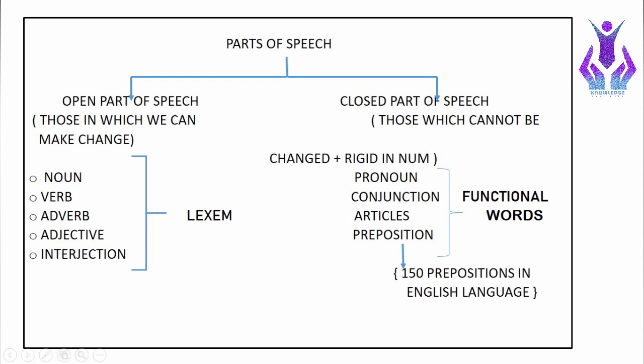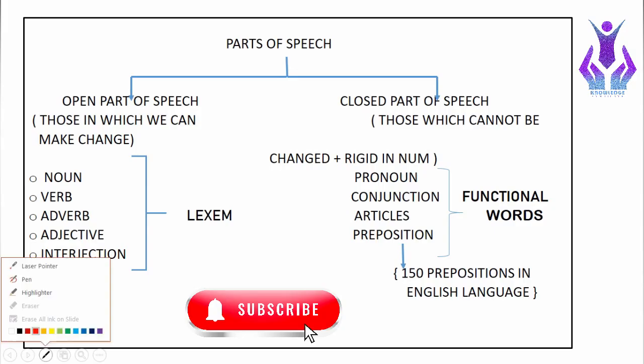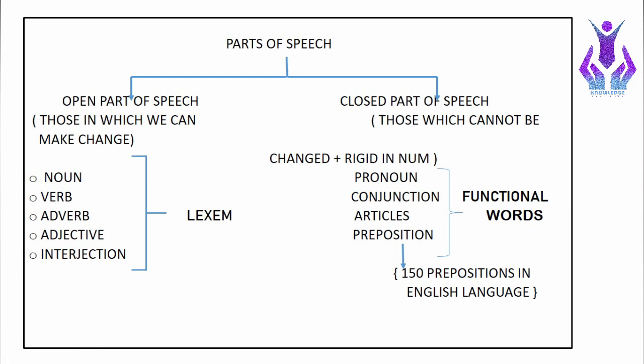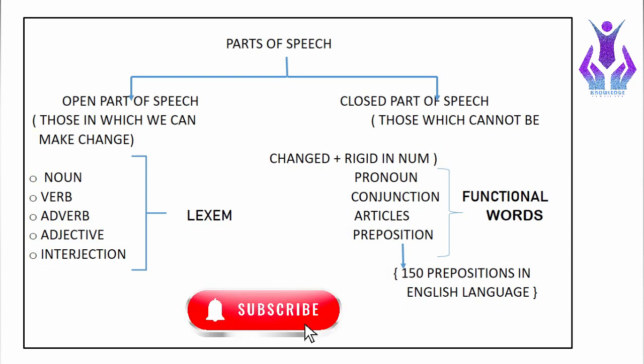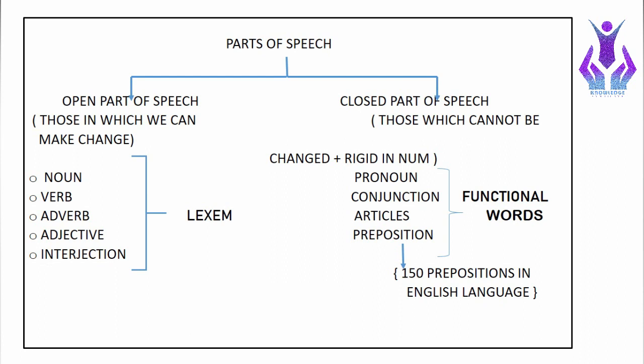They can be changed and altered, but the closed parts of speech cannot be changed. They are rigid in number, and we cannot change them according to our need. Open parts of speech include noun, verb, adverb, adjective, and interjection. They are also called lexemes. And the closed parts of speech include pronoun, conjunction, articles, and preposition.